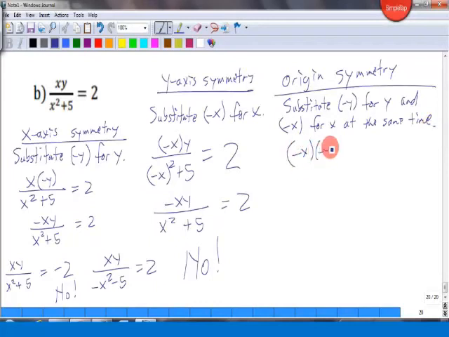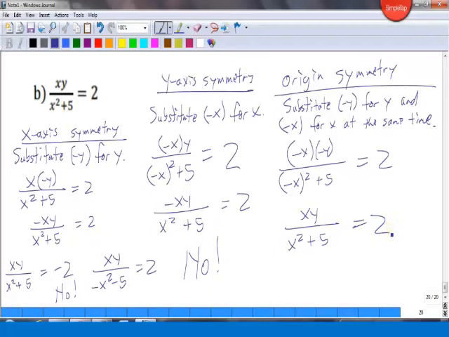Negative x times negative y over negative x quantity squared plus 5 equals 2. Negative x times negative y is xy. Square of negative x, x squared. And there we go. Multiplying the negatives together gave us a positive in the numerator. This is identical to the original, so it's a big yes for origin symmetry.